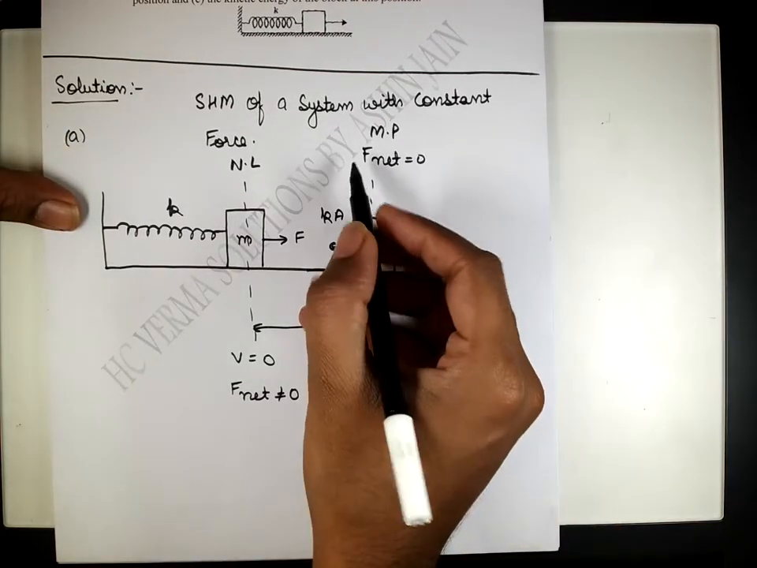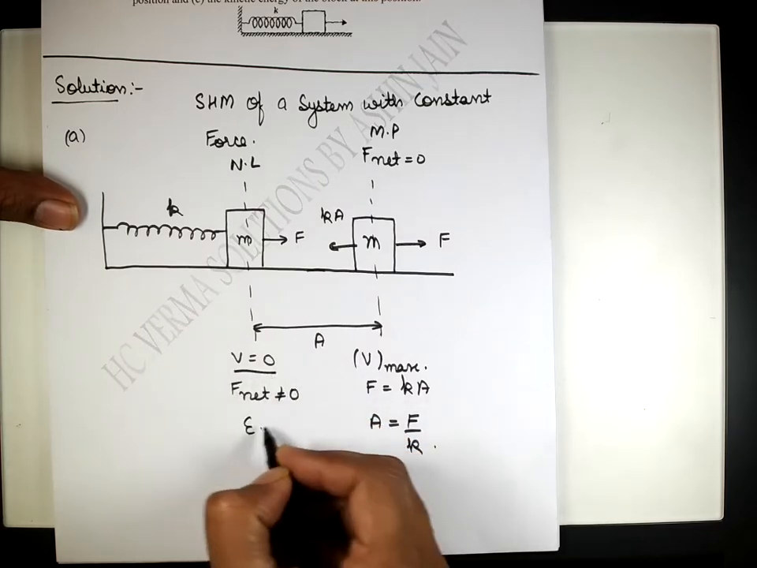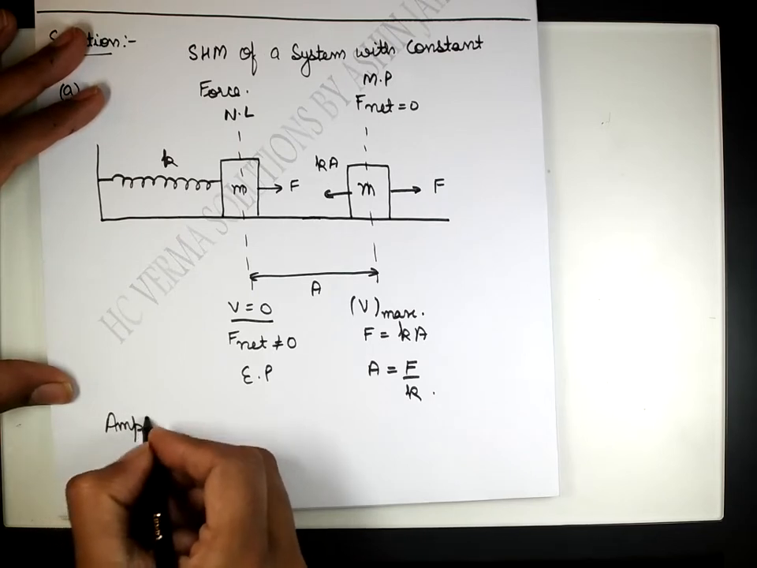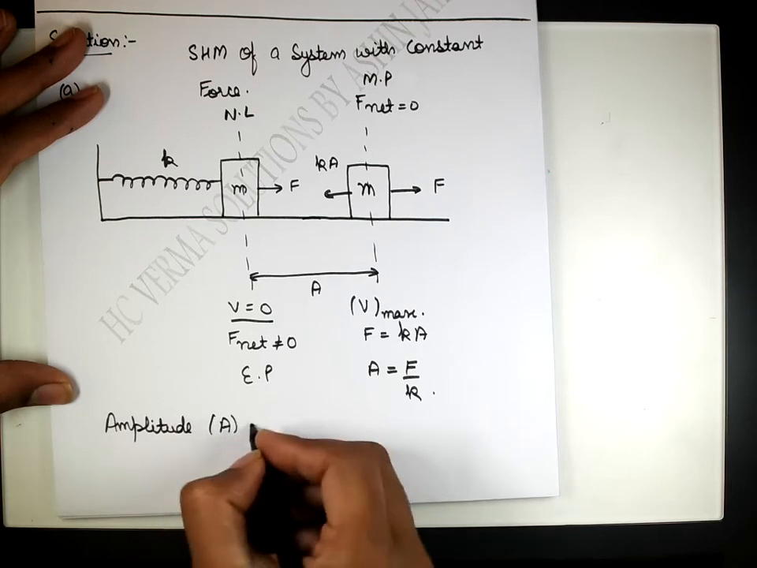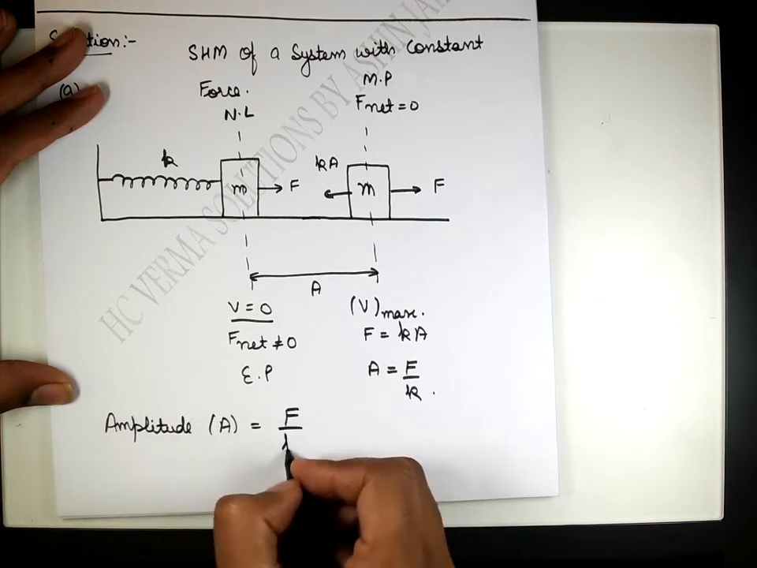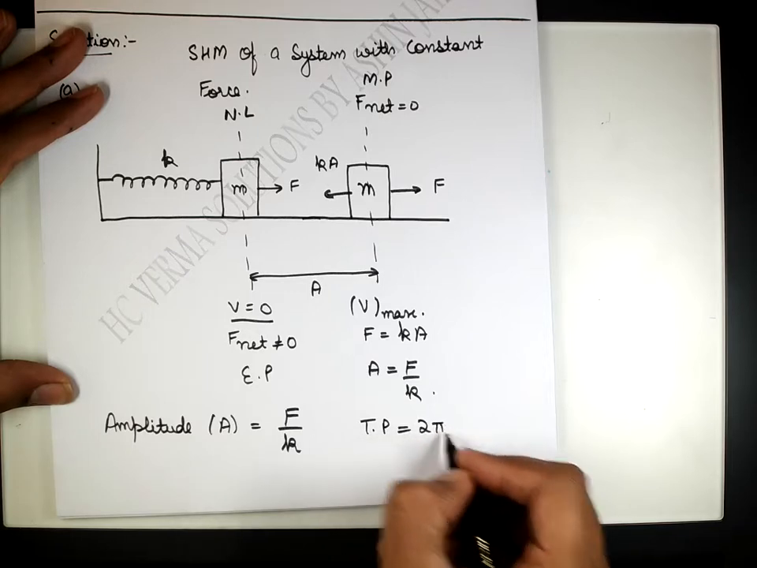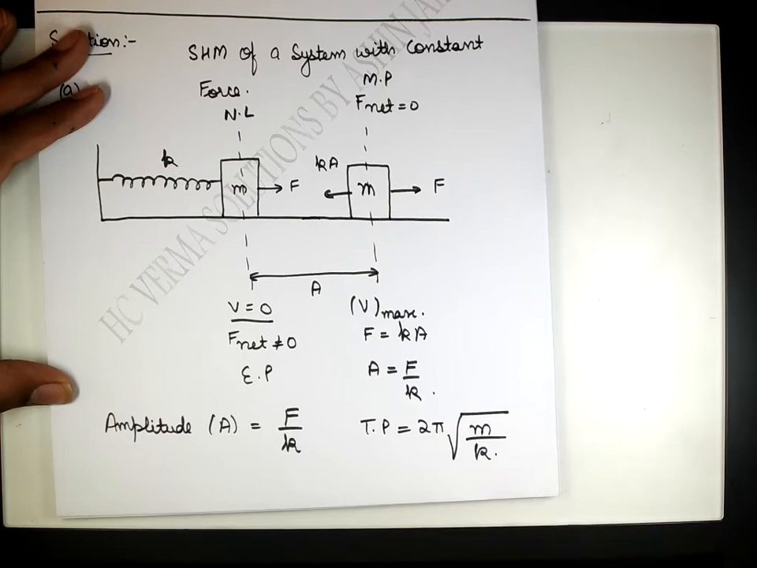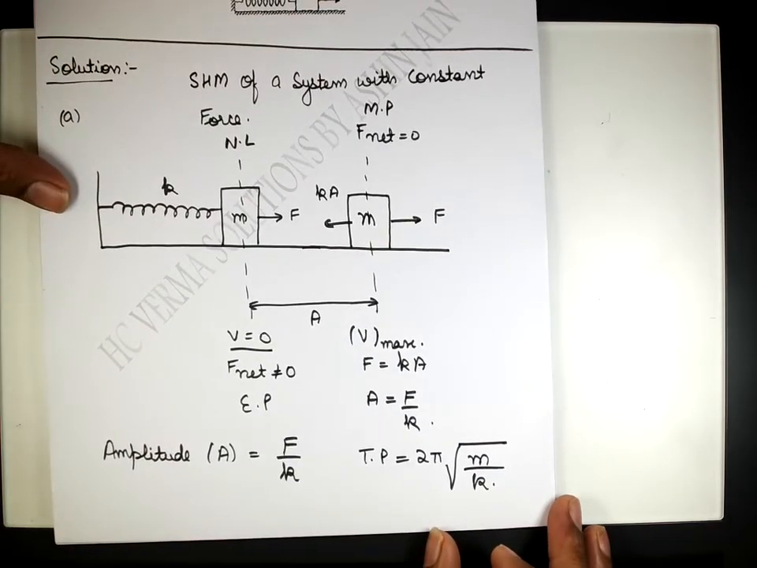So basically this position becomes the mean position, and the position where the velocity was equal to 0 becomes the extreme position. Hence the amplitude A, which we need to consider in this part, simply comes out to be equal to F by K. And the second thing is time period. Time period is independent of the initial situation, that comes out to be 2 pi under root of m by k, which is the first part of this particular problem.